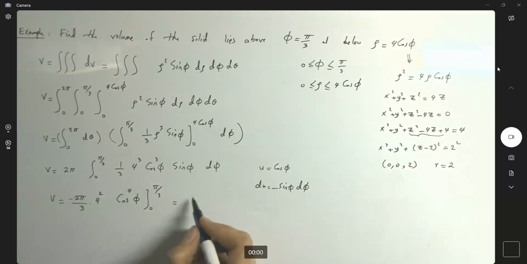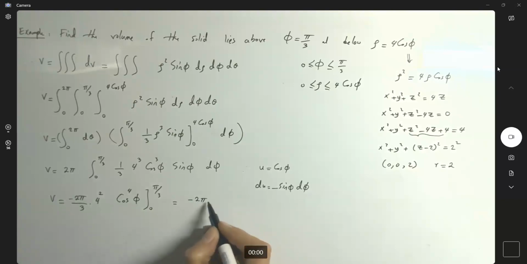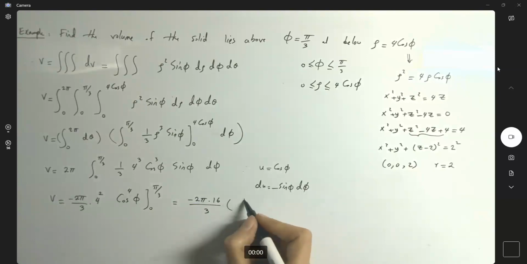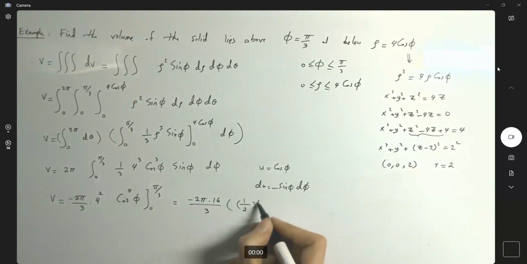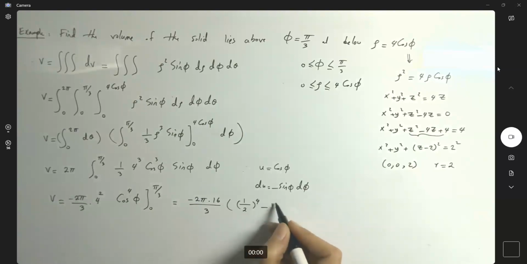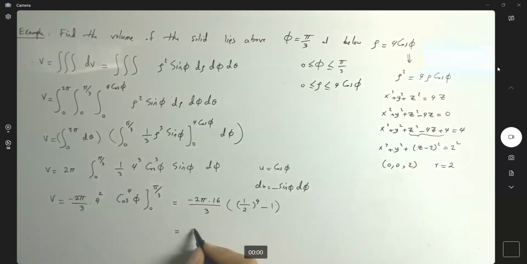So let's see if we can simplify this more. I have negative 2 pi times 16 divided by 3, and here you have cosine of pi over 3, which is a half, so you have a half to the fourth minus 1. Okay, so we can simplify this more. You have 32 pi over 3 times 1 minus 1 over 16.